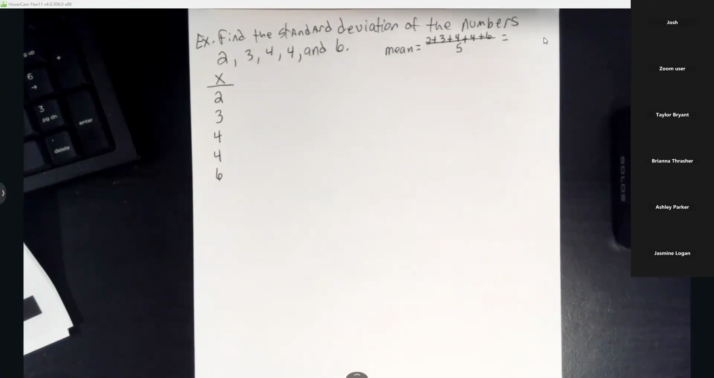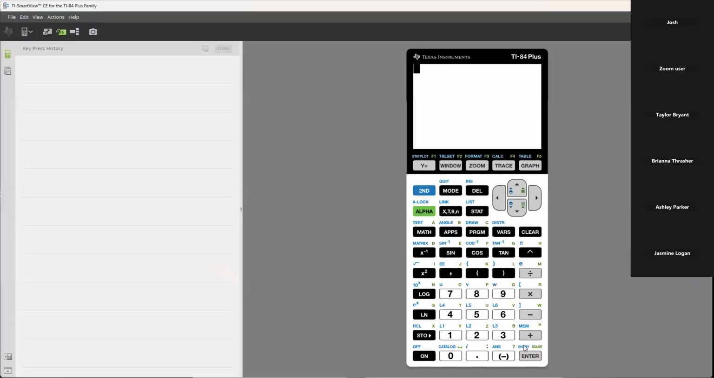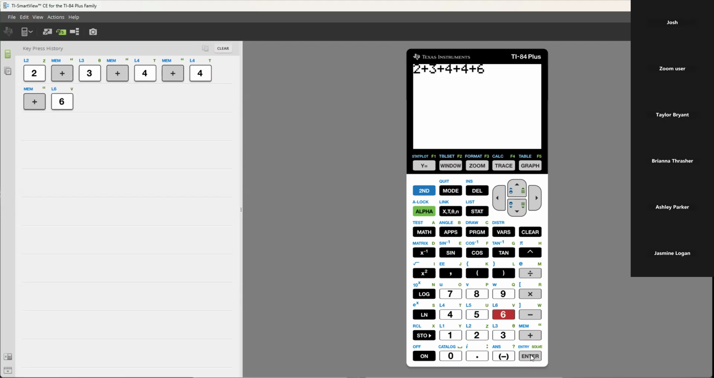All right, y'all, let me share my screen to my TI-84. All right, so I'm going to add my numbers first. 2 plus 3 plus 4 plus 4 plus 6 equals 19. And we'll divide that by 5. And 19 divided by 5 gives us 3.8. All right, y'all. So our mean is 3.8.